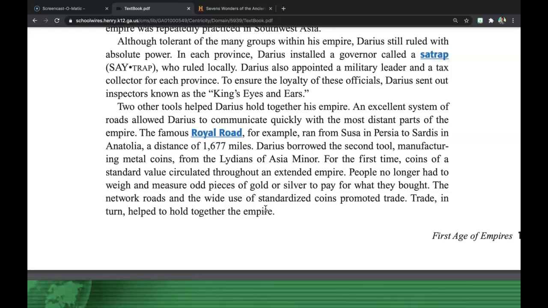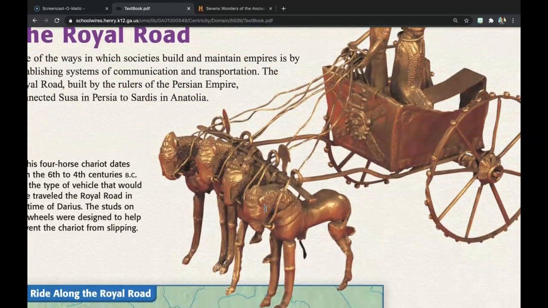Darius borrowed the second tool, manufacturing metal coins, from the Lydians of Asia Minor. For the first time, coins of a standard value circulated throughout an extended empire. People no longer had to weigh and measure odd pieces of gold or silver to pay for what they bought. The network that rose with wide use of standardized coins promoted trade. Trade, in turn, helped to hold the empire together.